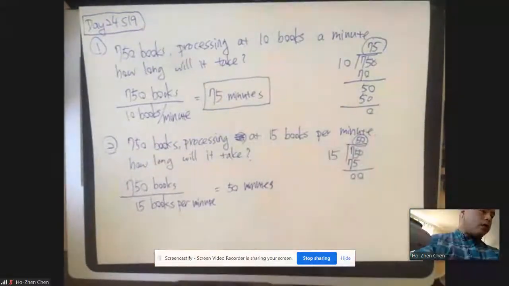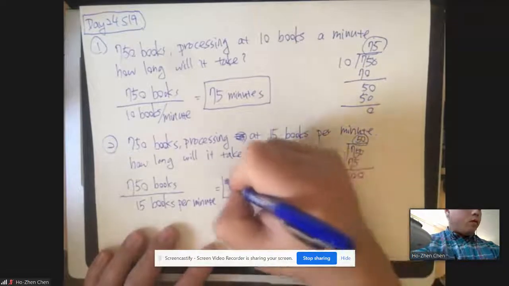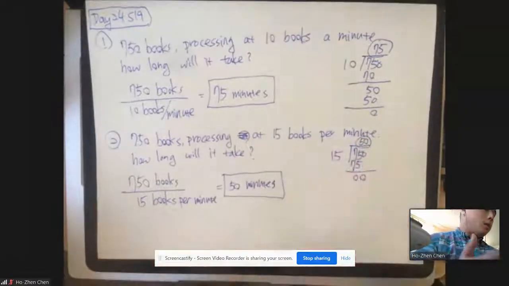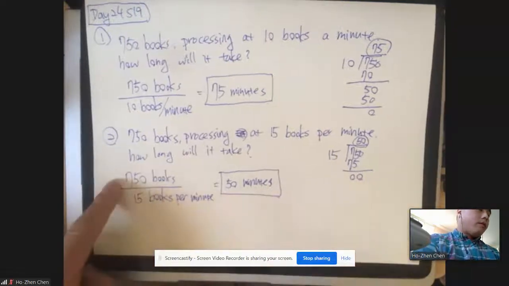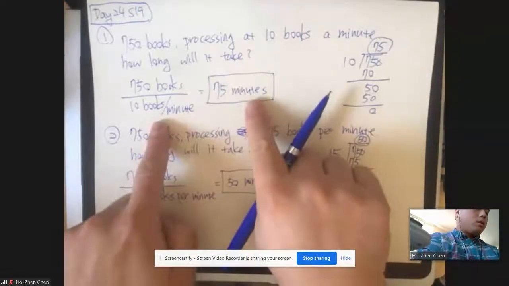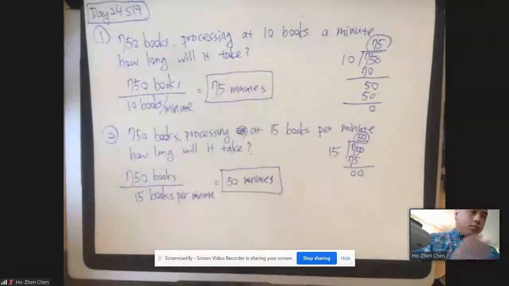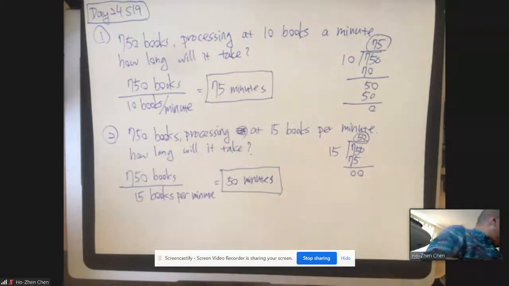And just as a practice, if you multiply these two numbers together, it should give you 750. That would be a way to double check your work. So with that, that concludes our day 24, slide 19.